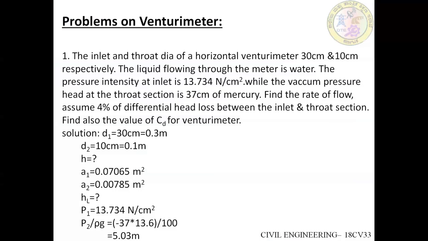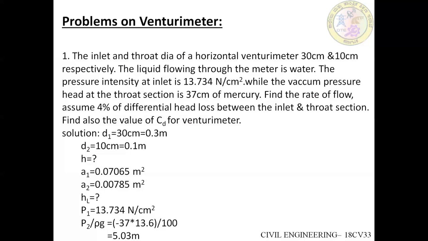The problem is as follows. The inlet and throat diameters of the horizontal venturimeter are 30 centimeter and 10 centimeter respectively. The liquid flowing through the meter is water. The pressure intensity at the inlet is 13.734 Newton per centimeter square, while the vacuum pressure head at the throat section is 37 centimeters of mercury. Find the rate of flow. Assume 4% of differential head loss between the inlet and the throat section. Also find the CD for the venturimeter.